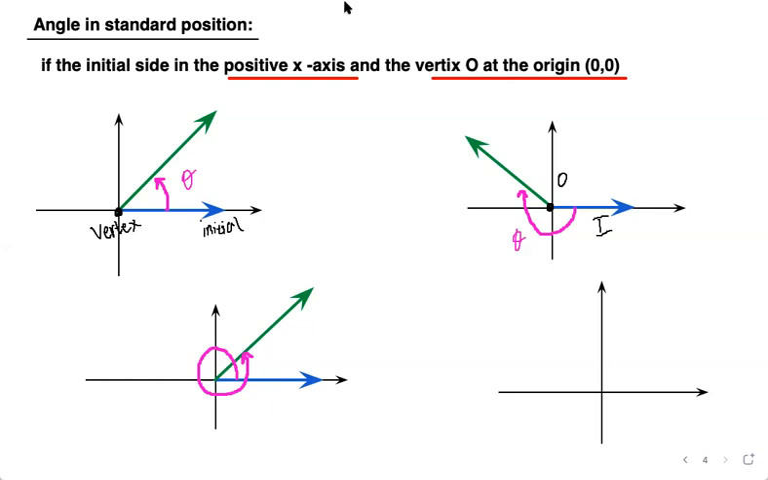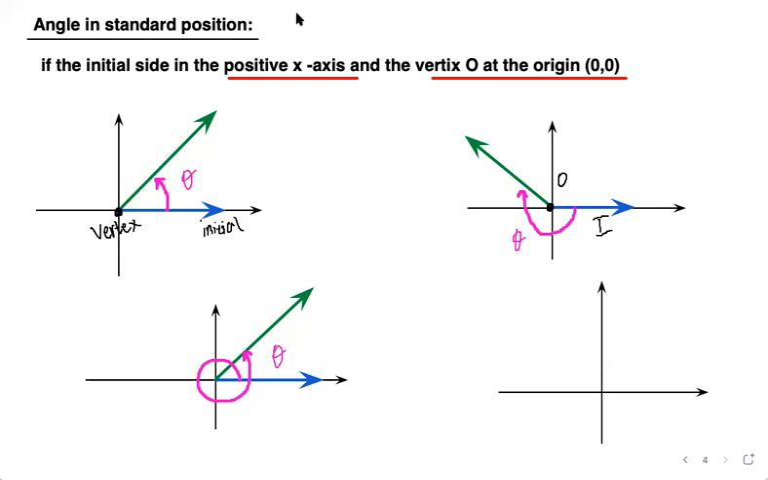So this angle has a measure greater than 360, because this angle rotated around the XY plane 360, then we move up a little bit to the initial side. So this angle has a measure greater than 360, and the sign of this angle is positive because it's counterclockwise.